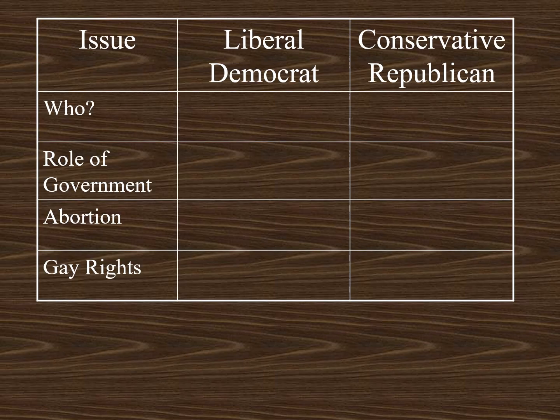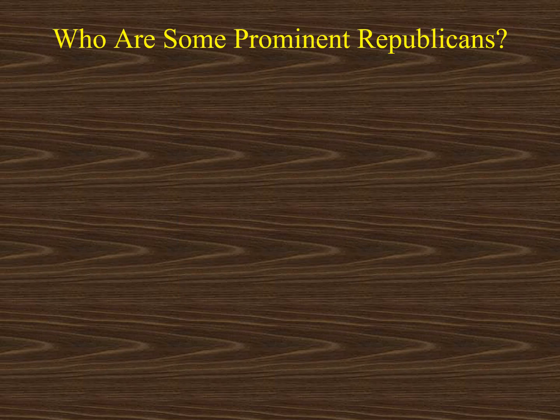So the approach I'd like to take would be to fill in this chart. We'll look at the role of government, and then several issues. If you notice, one time I'm going to start with conservative Republicans, and then on the next issue, I'll start with liberal Democrats, and hopefully I'll provide equal treatment to each of the parties. We'll see how well I do with that. We will go ahead and start with the Republican Party.